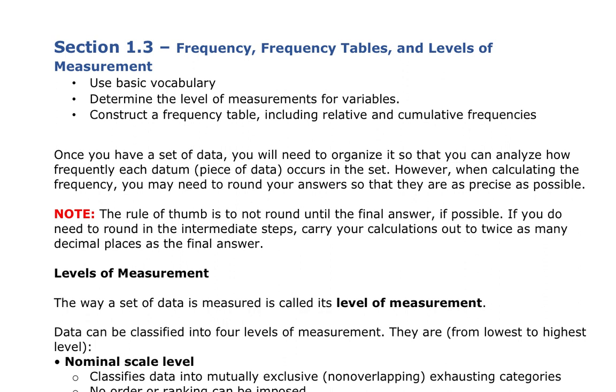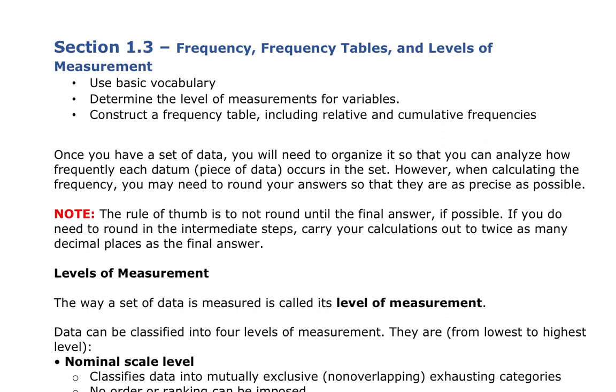The rule of thumb usually is to carry out your calculations to twice as many decimals as the actual final answer. So say your final answer should be 2 decimal places, all your intermediate steps in the calculation should be about 4 or 5 decimal places. Now if you're using a calculator, this is not a big deal. If you're using a spreadsheet, again, this is not a big deal because it will round to as many places as you ask it to.